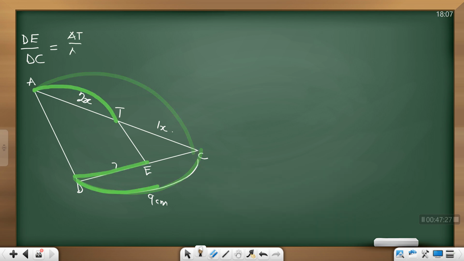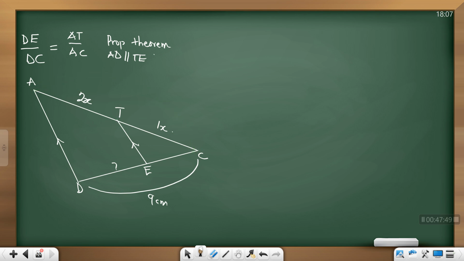AT, and you must write what? What's your reason? Proportionality theorem. Which lines are parallel? AD parallel to what? TE. Let me know if that makes sense, everybody. The movement first, before we start solving.